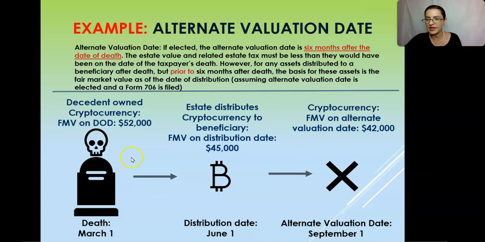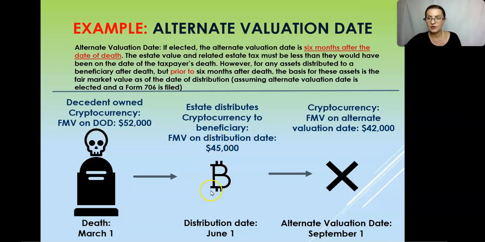It's not any day in between. The executor can't choose any other day. It's either the date of death or 6 months after the date of death to the day. Those are the only two choices that the executor has. That's it. Okay, now, if by some chance the asset was distributed to the beneficiary in between these two dates, if the beneficiary takes possession of an asset like this crypto sometime in between these two dates, in the example that I'm giving you, if the death happened on March 1st, the alternate valuation date is September 1st, which is 6 months after March 1st.